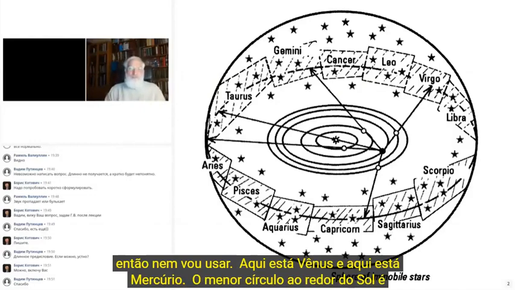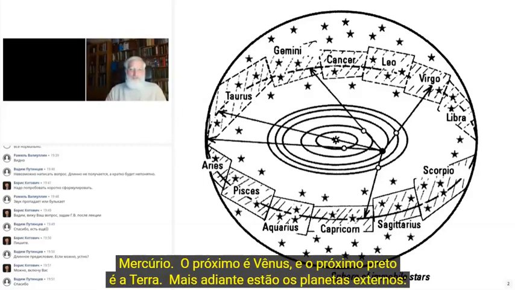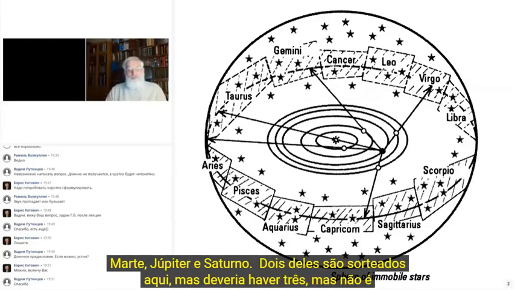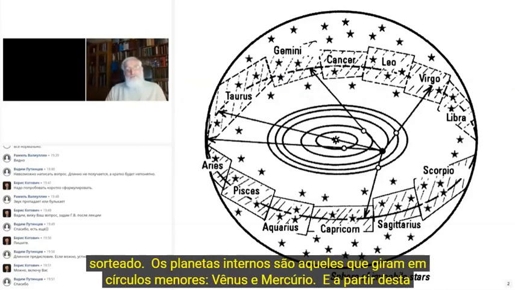Here's Venus, and here's Mercury. The smallest circle around the Sun is Mercury. The next one is Venus, and the next black one is Earth. Further on are the outer planets, Mars, Jupiter, and Saturn. Two of them are drawn here, but there should be three, it's just not drawn. The inner planets are those that revolve in smaller circles, Venus and Mercury.